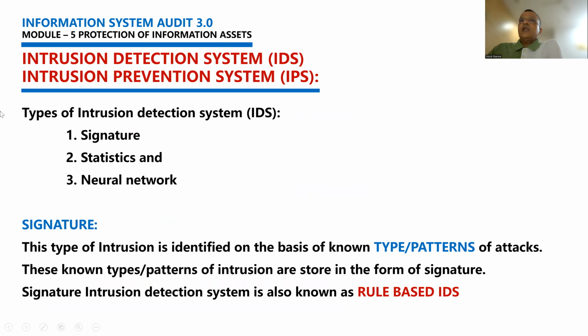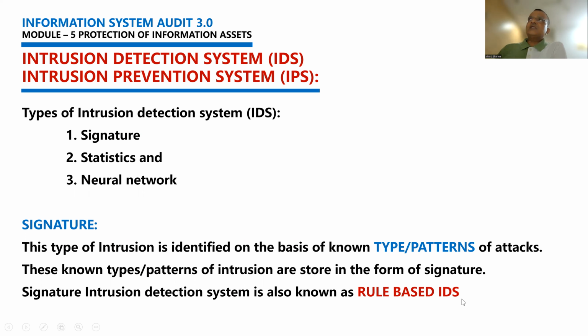Now, types of intrusion detection systems, we have three types: signature, statistics, and neural network. Signature: this type of intrusion is identified on the basis of known patterns of attack. These patterns of intrusion are stored in the form of signatures, and signature intrusion detection systems are also known as rule-based IDS.